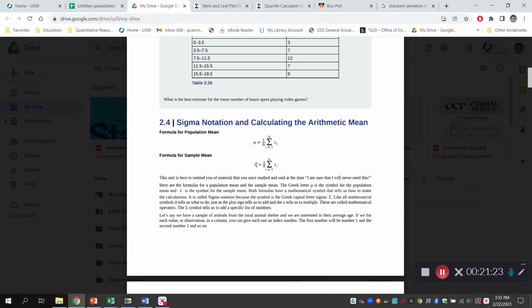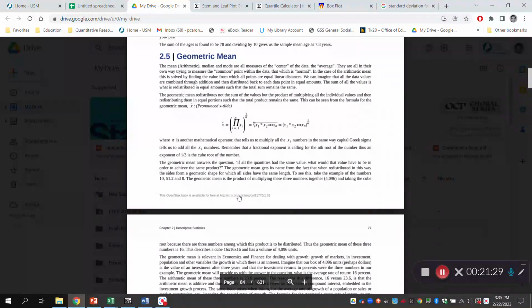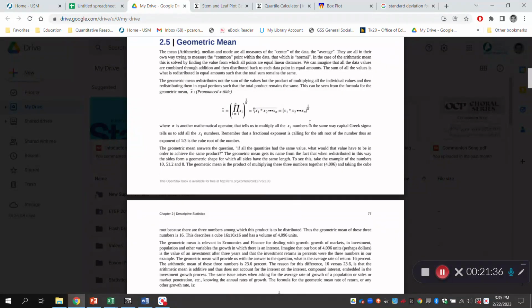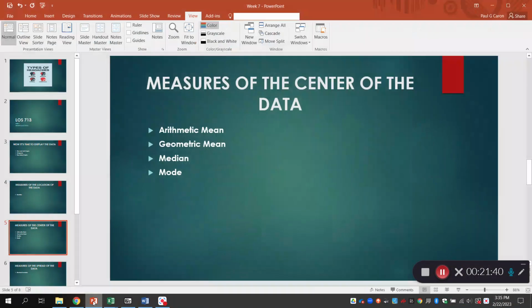And again, SPSS will do all this work for you. So you can see the geometric mean here, and you have the pi values. That means we're multiplying all of these numbers and taking the nth root of that product. And then going back to this is the median and the mode.